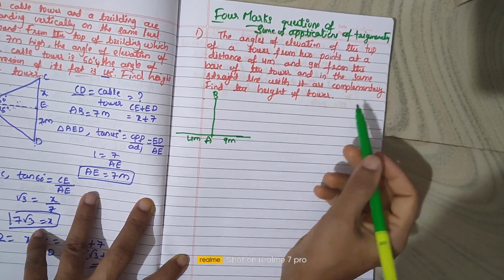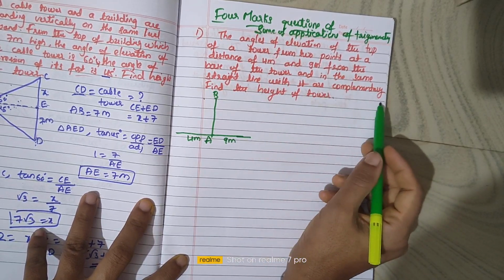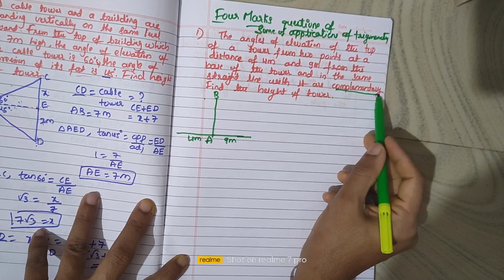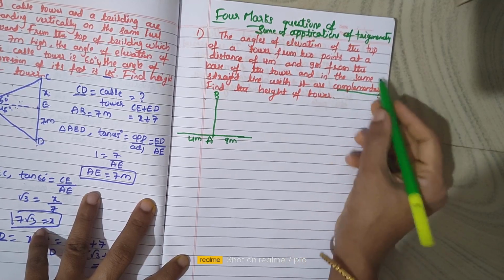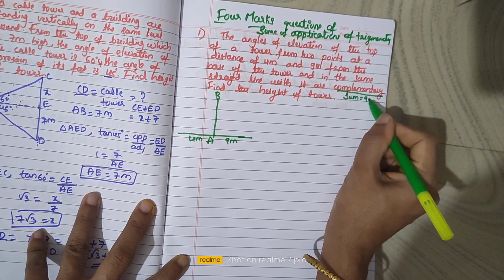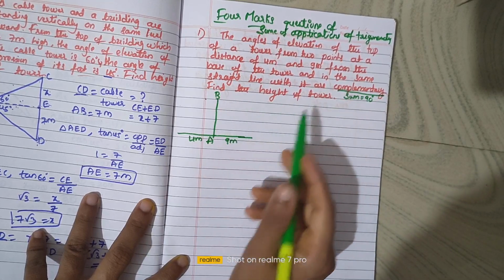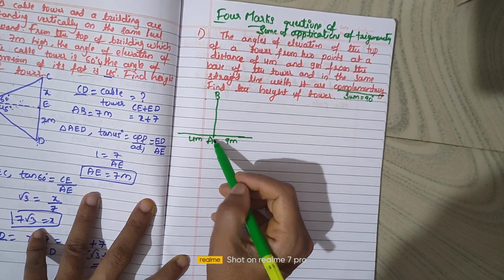The angles of elevation from these points are complementary. The two angles are complementary. Complementary means the sum of the two angles is always equal to 90 degree. These are called complementary. Then find the height of the tower. Yes, we need to find the height of the tower AB here.